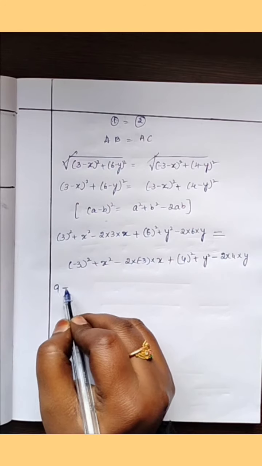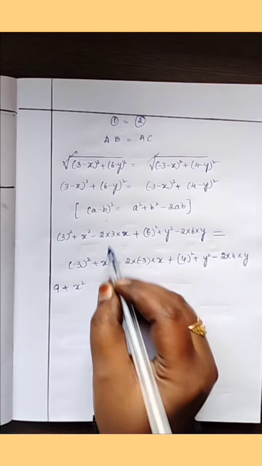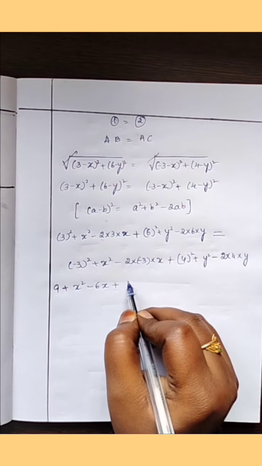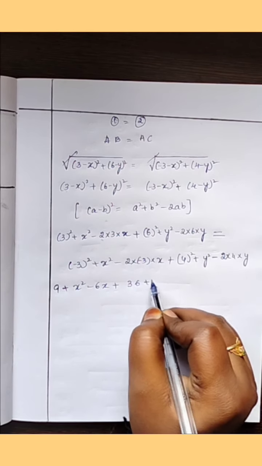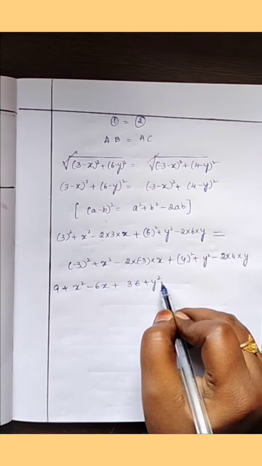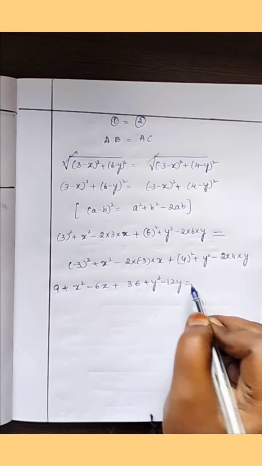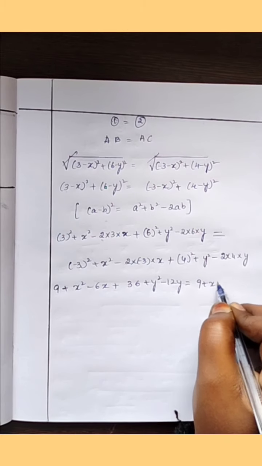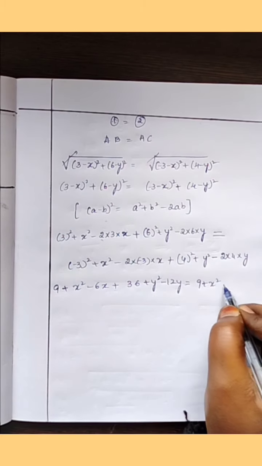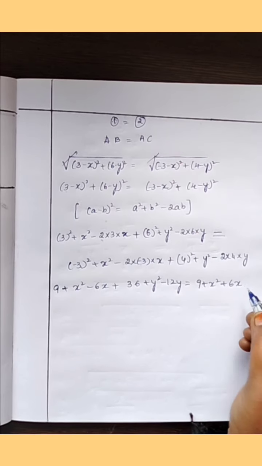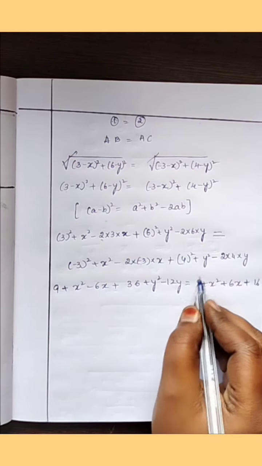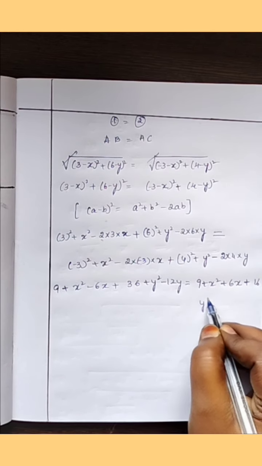3 square value 9. x square as it is. 2 3s are minus 6x. Plus 6 square value 36 plus y square. 2 6s are 12y. Equal to this: 3 square value 9, x square as it is, minus into minus plus 6x, okay, plus 4 square value 16, y square as it is, y square, 2 4s are minus 8y.